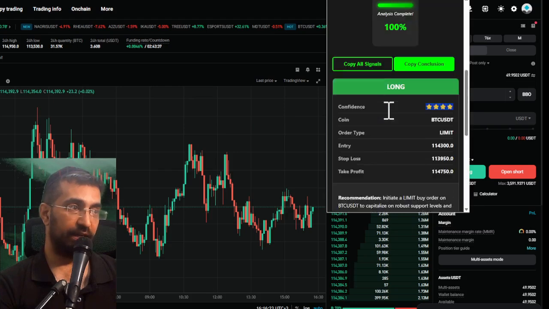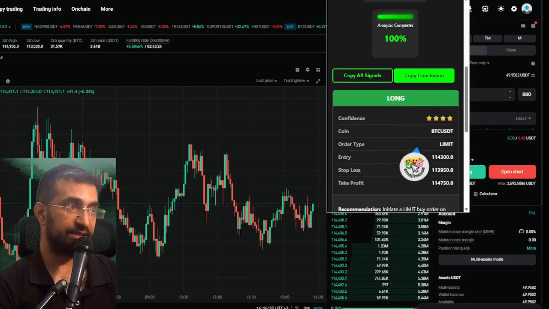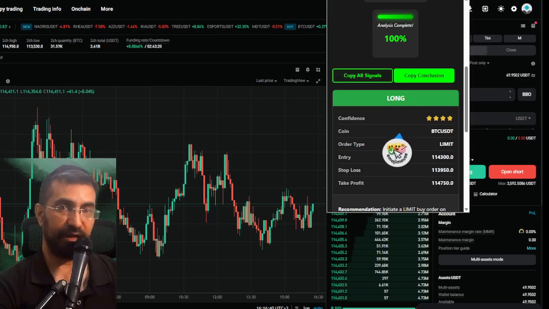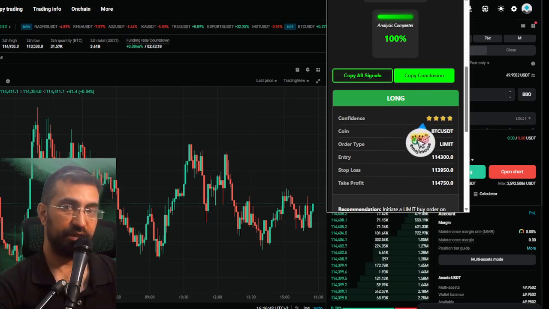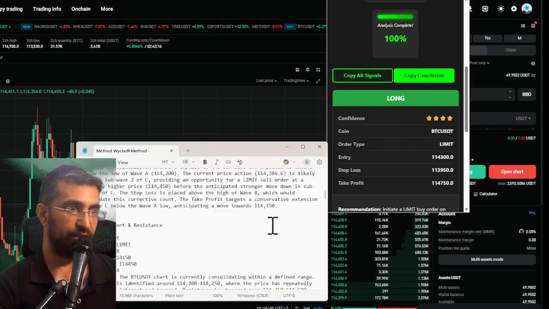And now let's quickly look at the recommendation. Initiate a limit buy order on BTC to capitalize on robust support levels and potential bullish continuation as indicated by a majority of valid technical analysis. Now, if we click copy all signals here, we copied everything here. We can also copy this conclusion. But right now, I'm going to show you how it looks when you have all the signals. So these are all the signals here.